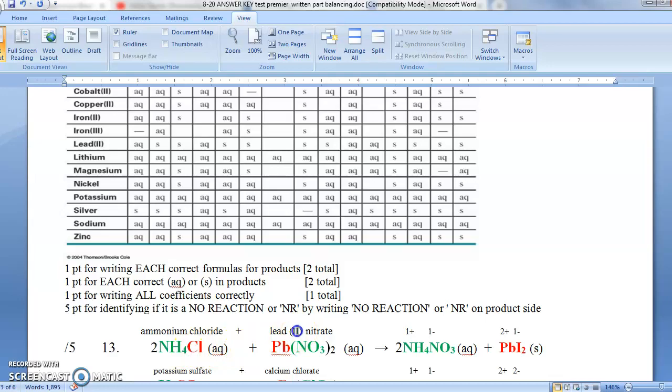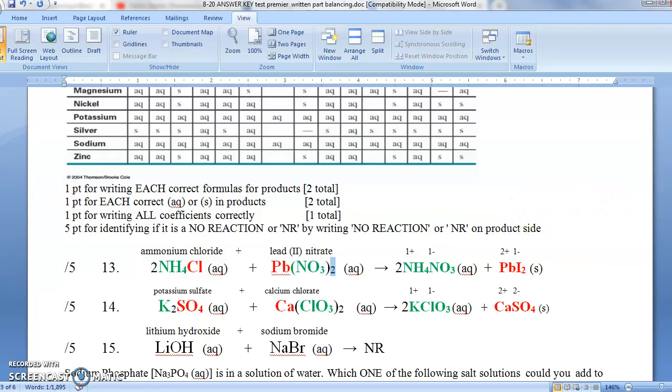We have lead(II) nitrate. Nitrate is NO3-. It's 1-. The lead here is 2+, crisscross. The 1- from the nitrate goes there. The 2+ from the lead goes right there. We've got our formula.